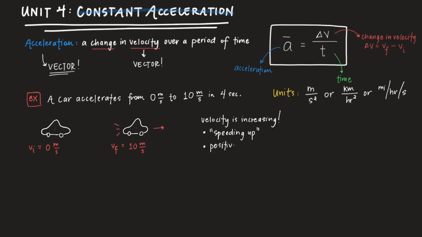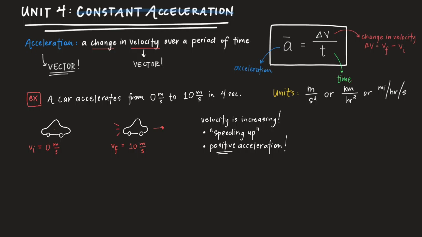positive acceleration. If we are speeding up, we're increasing the velocity, which means we have a positive acceleration. An increase is positive, so we have a positive acceleration. Again, the car wasn't moving, then it is moving. Increase in velocity means a positive acceleration.